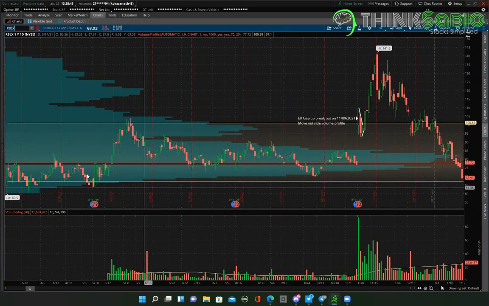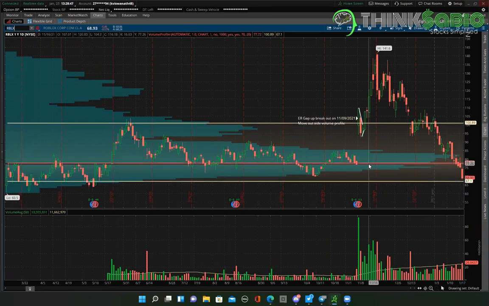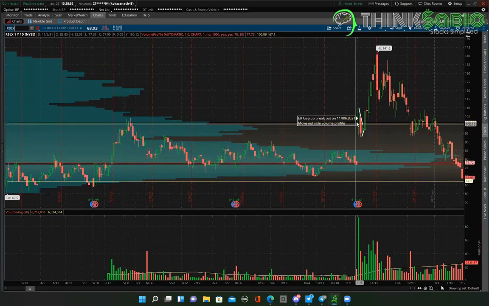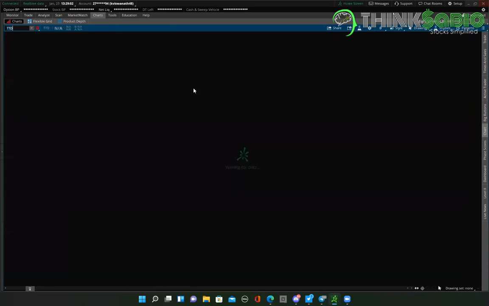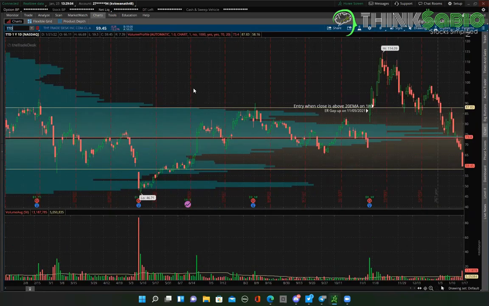Rolex, right? So you have a volume point of control here, and then look, it couldn't break the high, but then on the ER, it made a gap up above the volume profile. It made a big move followed by a downside move on the Rolex, right? And let's look at TTD. So TTD, same thing, a big gap above volume profile, big move from around $88 to 114.